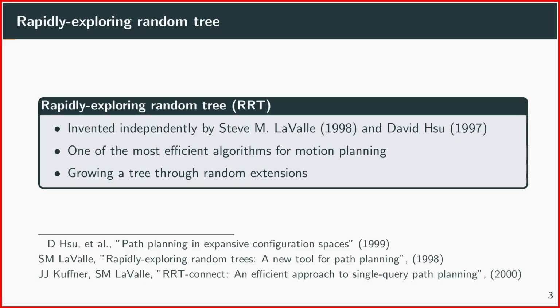And the idea behind it is very, very simple. What you do is you start at your start configuration, and then you try to grow a tree through your configuration space, and you do that by doing some random walks, some random extensions in different directions. In that way, you try to grow the tree, you try to explore the configuration space, and then hopefully at some point you reach your goal and you're done planning.